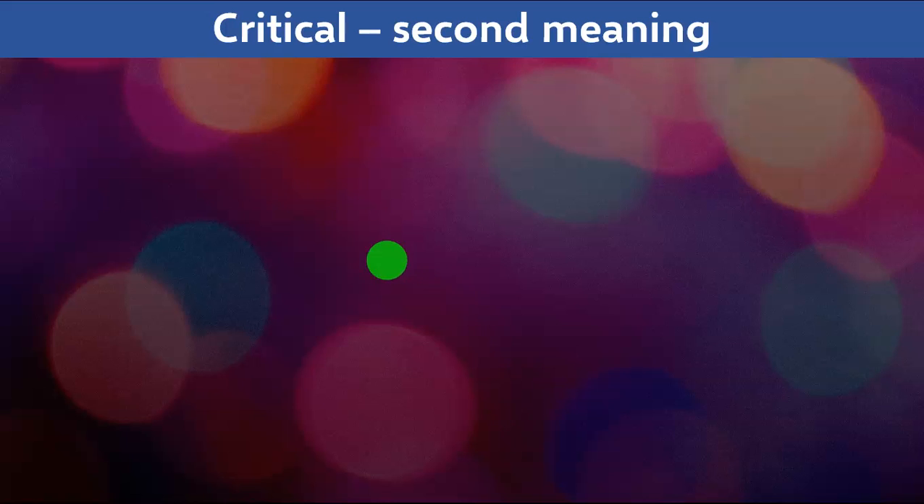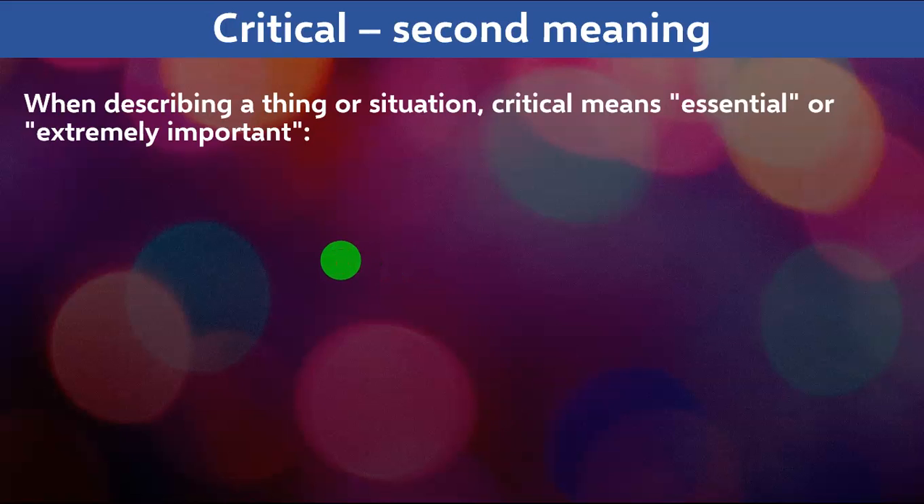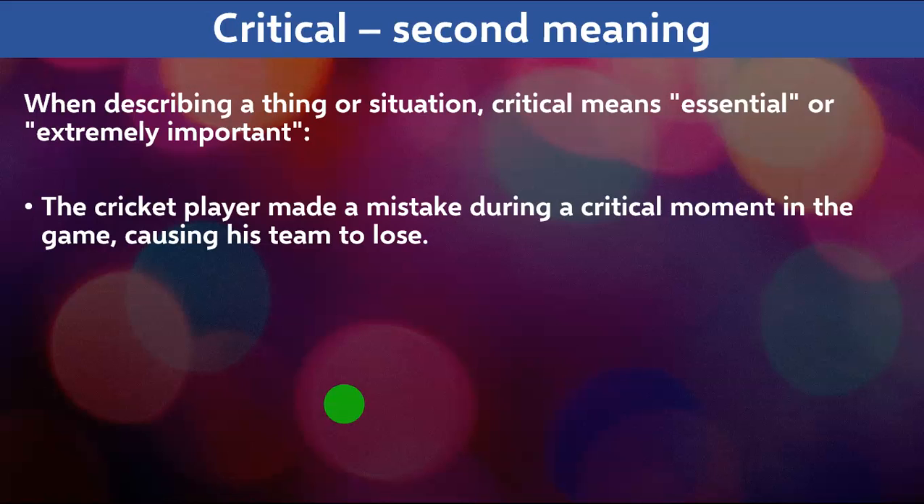Let's go on to the second meaning of the word critical. When describing a thing or situation, critical means essential or extremely important. Let's take a few examples. The cricket player made a mistake during a critical moment in the game, causing his team to lose. Now let's say the cricket player missed a catch or something, a very crucial thing in the match, right? And because of that, the team lost. So the cricket player made a mistake during a critical moment, right?